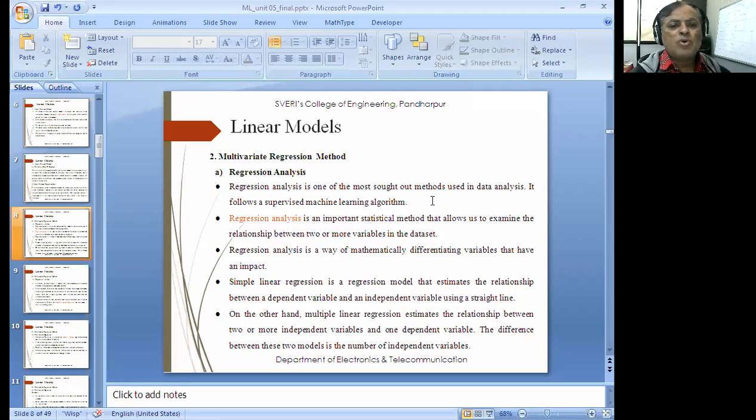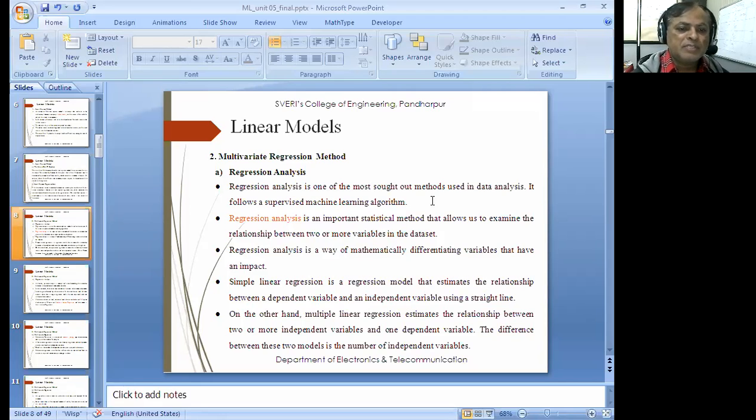It is one of the most sought out methods used in data analysis, and it is followed as a supervised machine learning algorithm. So we have already seen what regression means. Regression is always a supervised machine learning algorithm. Regression analysis is an important statistical method that allows you to examine the relationship between two or more variables in the data set. So regression analysis का सबसे ज्यादा फायदा क्या होता है, क्योंकि वो ऐसी statistical method है जो कि examine करती है relationship between two or more variables in data sets.